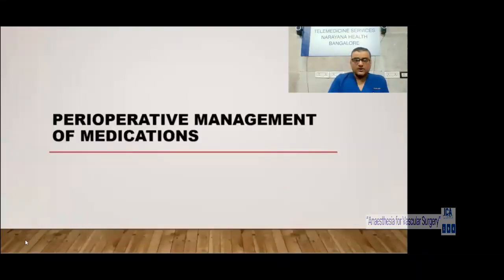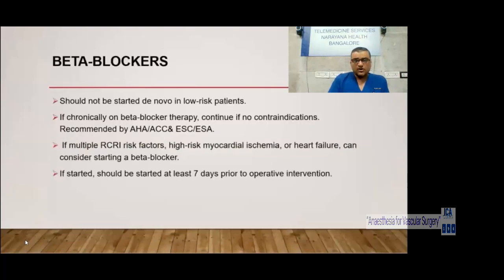Now, coming to the perioperative management of medications, as most of the patients coming for vascular surgery have so many comorbidities and are on many medications. First, coming to the beta blockers, according to the American Heart Association and the European Society of Cardiology, beta blockers should not be started de novo in low-risk patients. And if the patient is chronically on beta blocker therapy, we have to continue if there are no contraindications. This is recommended by the AHA and ACC, and the European Society of Cardiology and European Society of Anesthesiology.